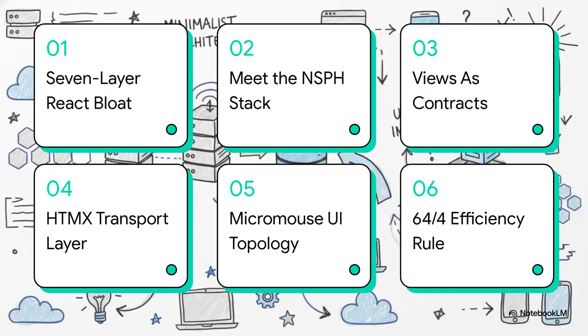Here's our quick roadmap for the explainer. We'll start with the 7-layer React bloat, then meet the NSPH stack itself. After that, we'll unpack 2 massive hacks, views as contracts and the HTMX transport layer. Then we'll check out the micromouse UI topology, and finally, wrap things up with the 64-4 efficiency rule.